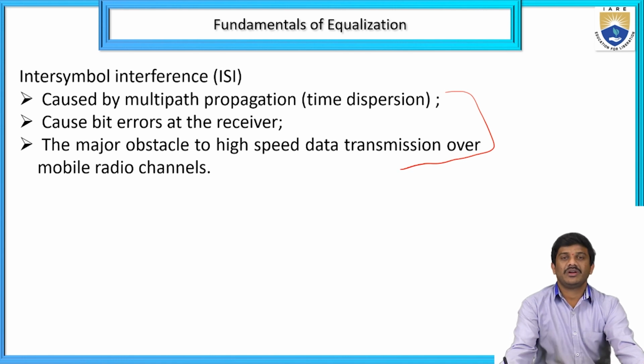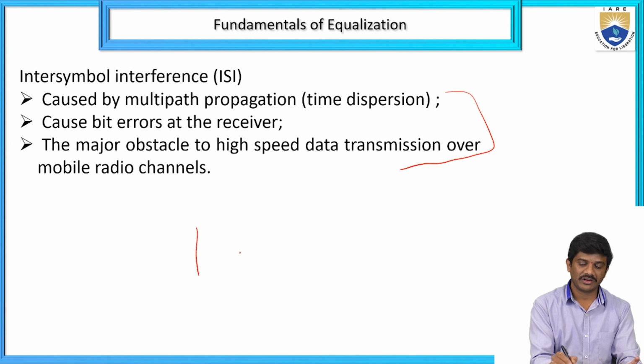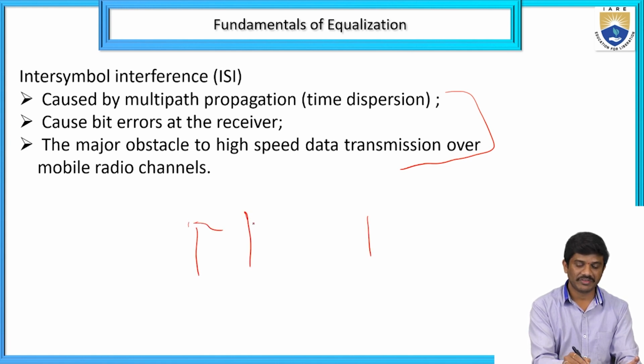The first one is multipath propagation. Propagation is nothing but the transmission of the signal from transmitter to receiver. When it travels from the transmitter to the receiver, it will encounter different obstacles.